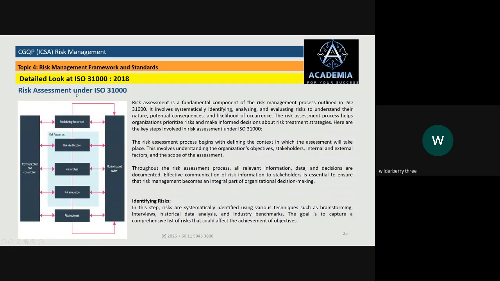How is the risk assessment done under ISO? That's also repetitive now already. You see, establishing the context, risk identification, risk analysis, risk evaluation, and risk treatment.